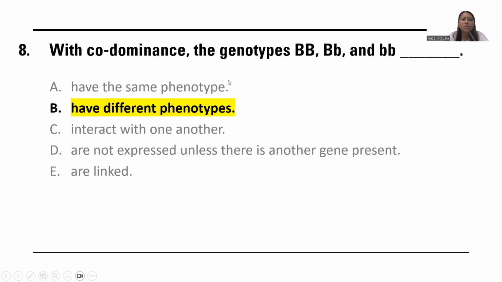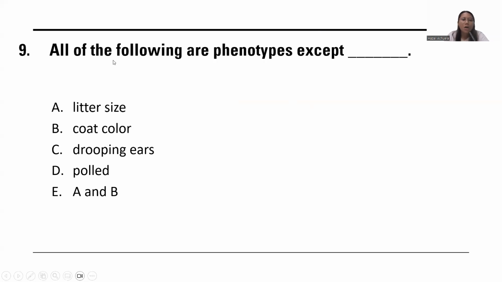Same is true with incomplete dominance, no? Codominance man yan at saka incomplete dominance. Each genotype has its distinct phenotype. Okay? Next, number 9. All of the following are phenotypes except A, litter size, B, coat color, C, drooping ears, D, polled, E, A, and B.